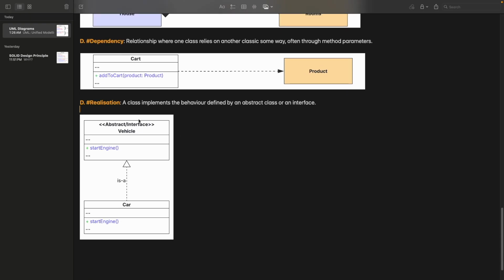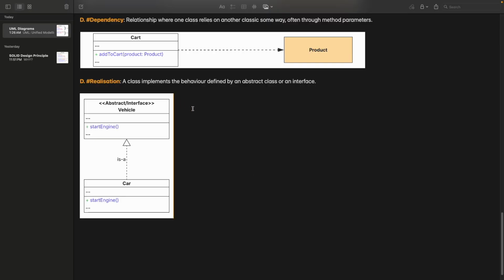Now let's come to realization. Realization is where the class implements the behavior that is defined by the abstract class or an interface. For example, here you can see that this is a vehicle. Vehicle can be an abstract class or an interface that has a startEngine method. That's an abstract method. And the car has now implemented this particular startEngine. So now we can say that this is a realization relationship.